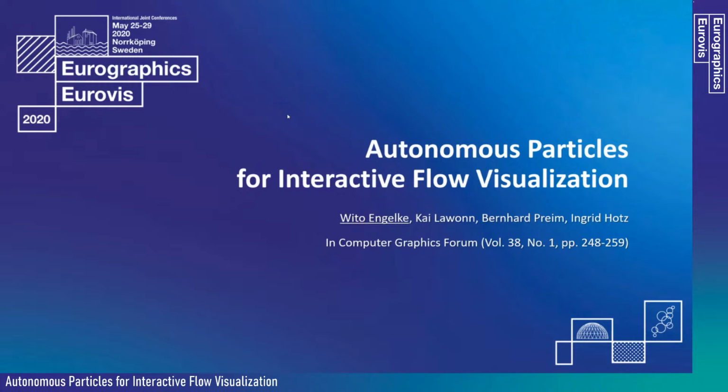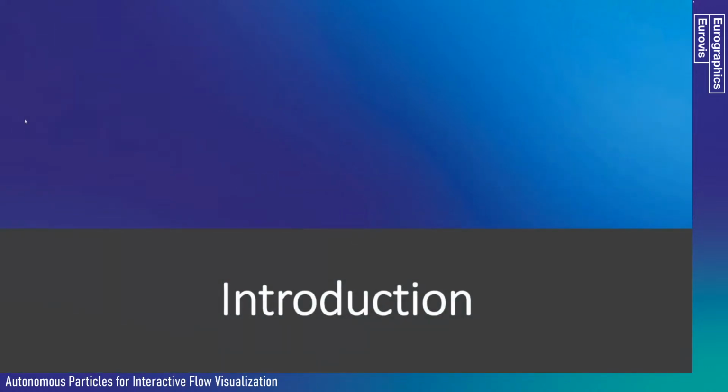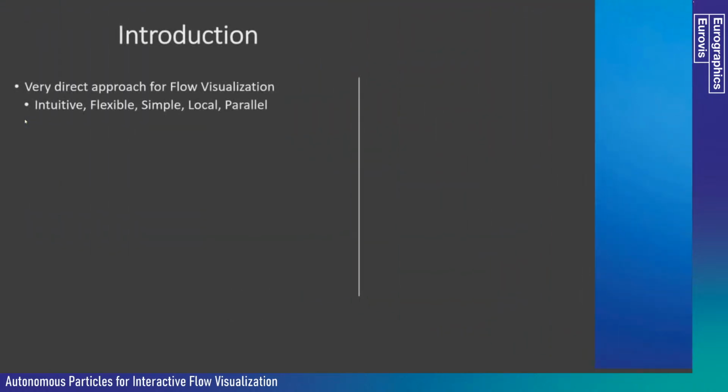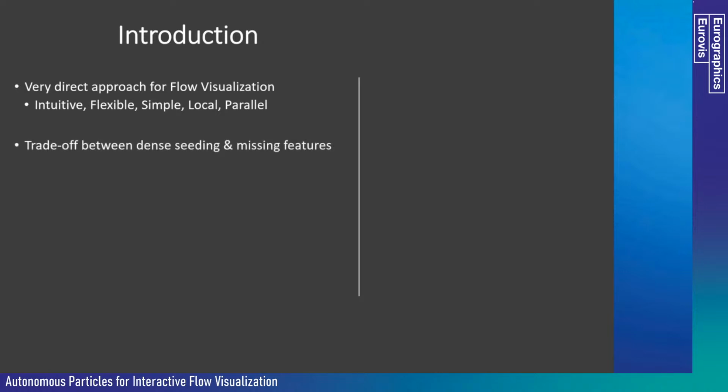Hello and welcome to my presentation about autonomous particles for interactive flow visualization. My name is Vito, and this presentation is based on a paper we published in 2019 in Computer Graphics Forum. Let me introduce the topic. Particle systems in general have been well studied over the last years. They provide a very direct approach for flow visualization. Particles are intuitive, they are flexible, simple, local, and of course parallel. The number of particles and their seeding positions are crucial for the effectiveness and efficiency of the visualization. This leads to a trade-off between dense seeding and the problem of missing features.